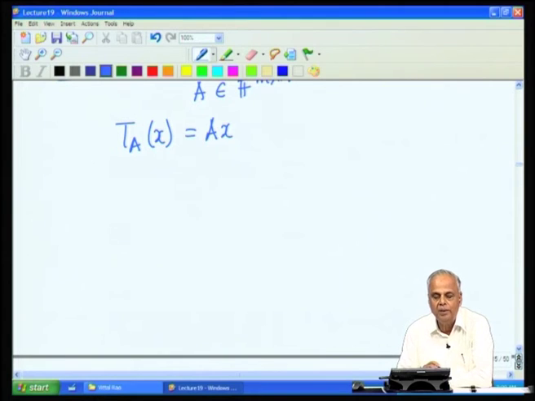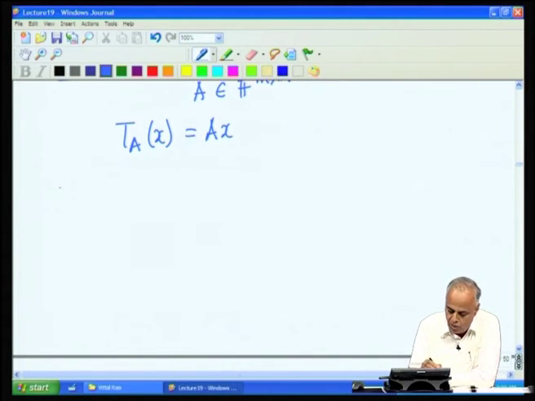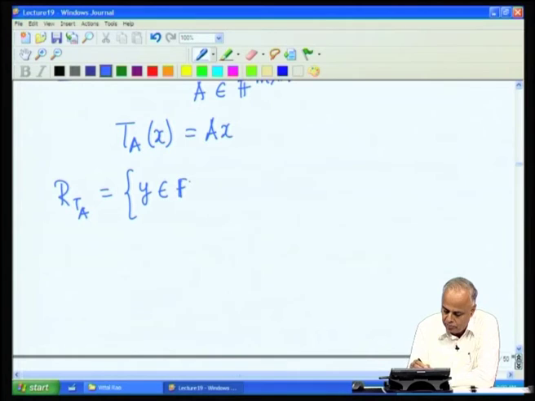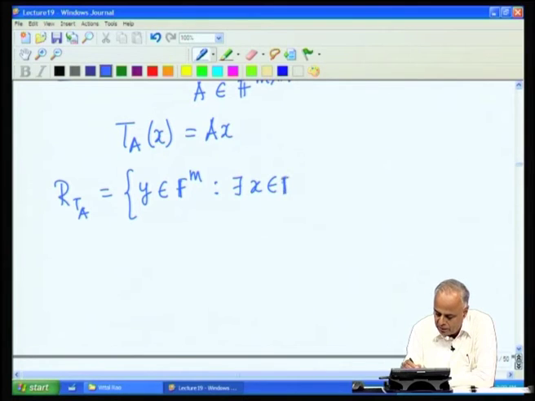What does this range of T_A mean? We want to know the vectors which are all covered by the vectors x. So, we want to look at the range of T_A, the set of all y in F^m, that is the W, such that there exists an x in V, V in this case is F^n, such that T_A x is equal to y.